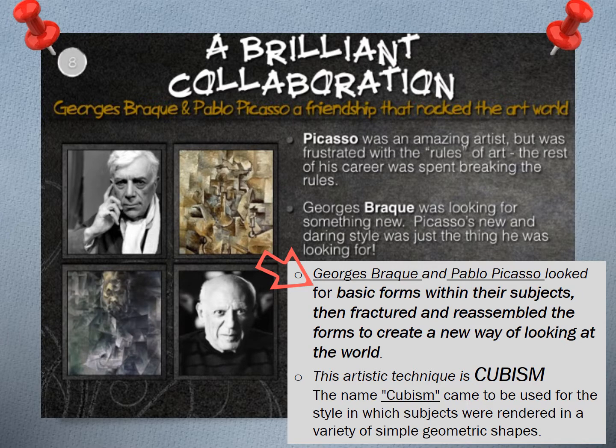Georges Braque and Pablo Picasso were a brilliant collaboration, a friendship that rocked the art world. Braque and Picasso looked for basic forms within their subjects, basic shapes. Then they fractured and reassembled the forms to create a new way of looking at the art world. This artistic movement was called Cubism.